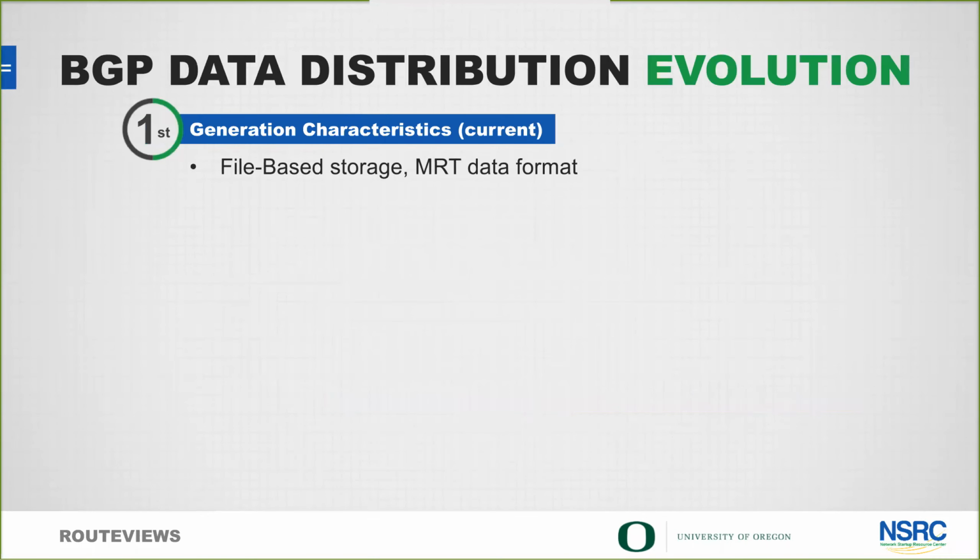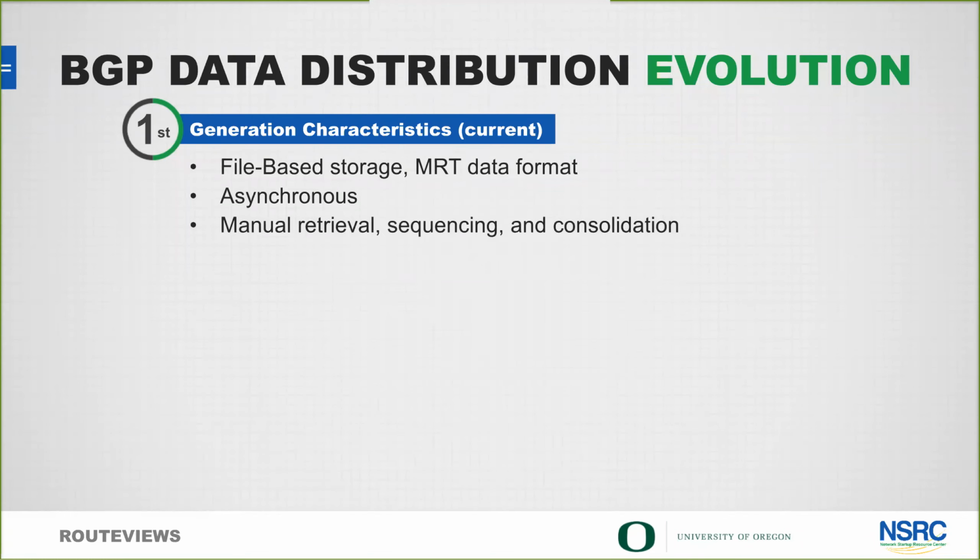So let's look at what the first generation characteristics of Route Views as a platform look like. So today, that's basically file-based storage in the MRT data format. It's asynchronous, so we dump RIBs every 2 hours, and we dump updates every 15 minutes. So you're kind of beholden to those time periods in terms of when you want to get that data. It's manual retrieval and sequencing.